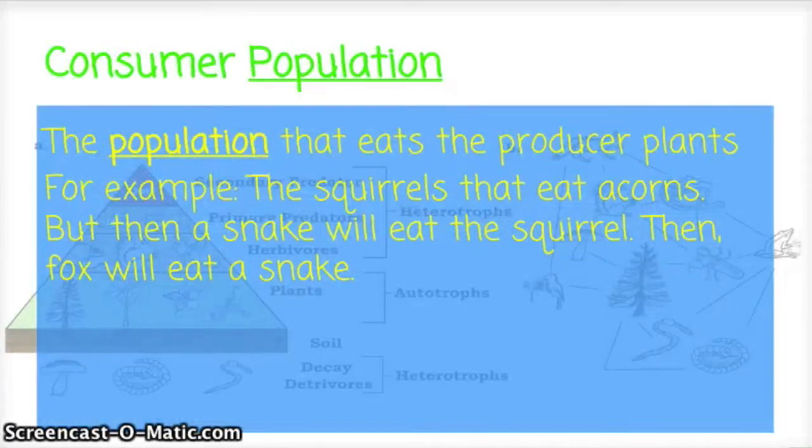The consumer population is the population that eats the producer population. For example, the squirrel eats acorns, and that acorn would be considered a producer. And then next, the snake will eat the squirrel, and the snake would be a consumer. And then a fox will eat a snake, which makes the fox a consumer population too.